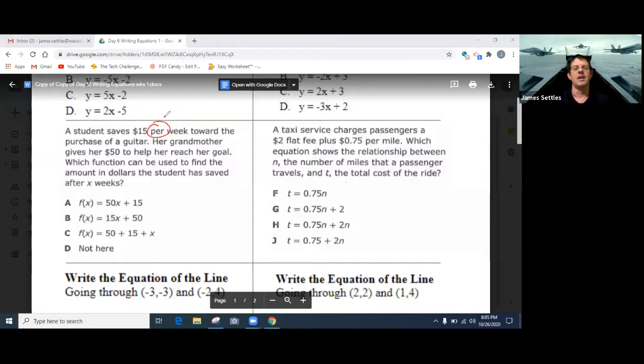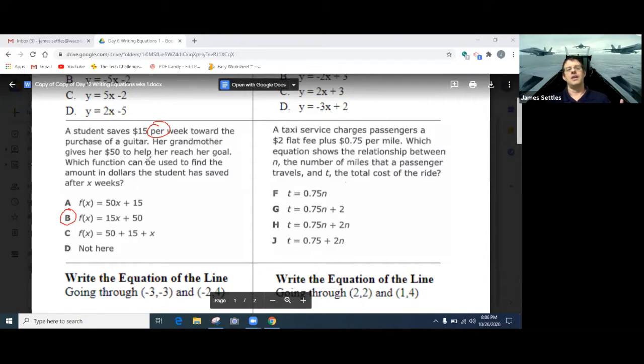But right now, just to speed things up today, we're just going to teach you this keyword right here, and that's "per." Usually, I won't say always, but usually when you see the word per, that means it goes next to x. So this is a slope word right here. When we see per, then I know that 15 is probably my slope. So take a look at your answers. Do you see any 15s that are next to x? Oh, right there is the only one. And that's my answer.